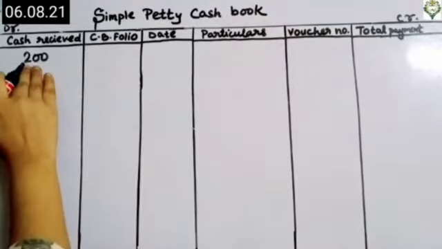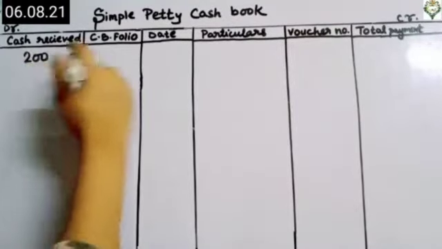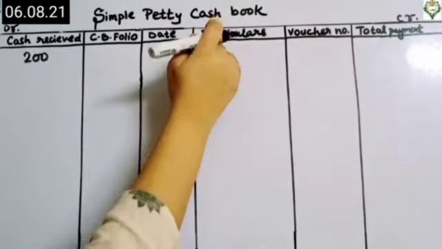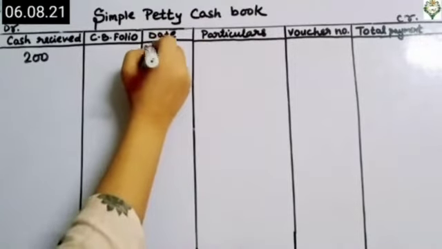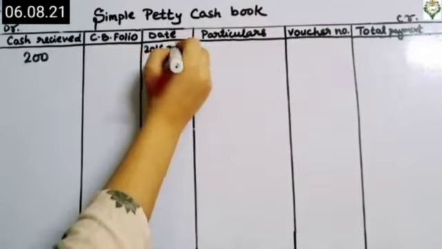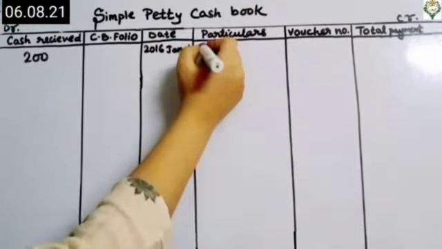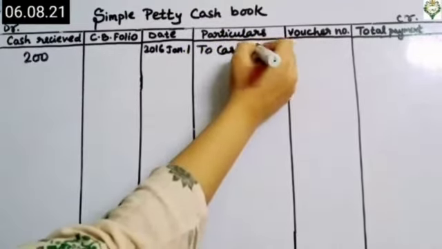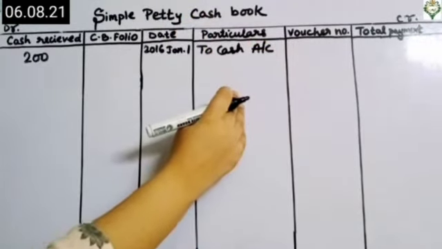So 200 is the income that we are receiving for the business, so we have to record that here on the debit side, but the entry we have to do under the particulars column. So write the date, that is 2016 January 1, and for this 200, give the entry to cash account. So that is the format of doing the simple petty cash book.